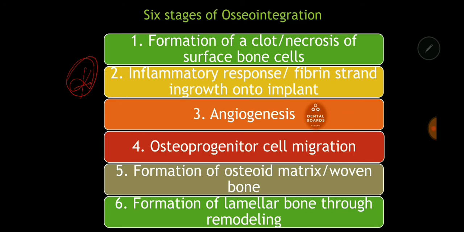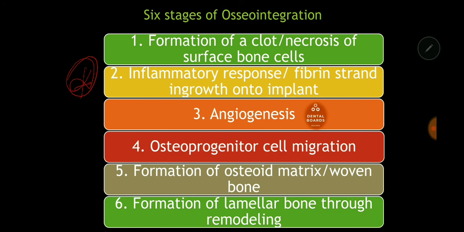And then after 3 or 4 days, you have angiogenesis. That's the third stage. You need that blood supply to bring in the nutrients. You bring in the nutrients, then the cells start to grow, and then there's new bone formation. You're also bringing some other stem cells into the area. Number 4, osteoprogenitor cells migrate, after the angiogenesis.